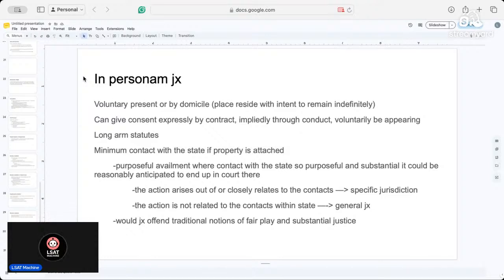And then after you determine the minimum contacts, you still have to ask if it would offend the traditional notions of fair play and substantial justice for the court to exercise jurisdiction over this party, meaning keeping the party in this specific court. All right.